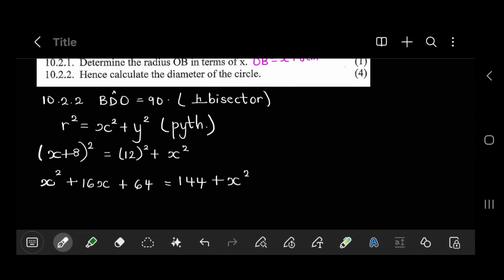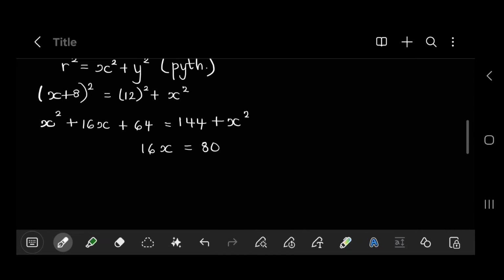We are trying to solve for x, so let's gather all of the x terms. Taking this x squared over to the left, it is going to cancel out with the x squared that was on the left already. So we're actually left with 16x. I'm going to take the 64 over to the right. It is going to subtract 144 minus 64. That should be 80. And to solve for x, we are going to divide throughout by 16. So we get x is equal to 5. That's going to be 5 centimeters.